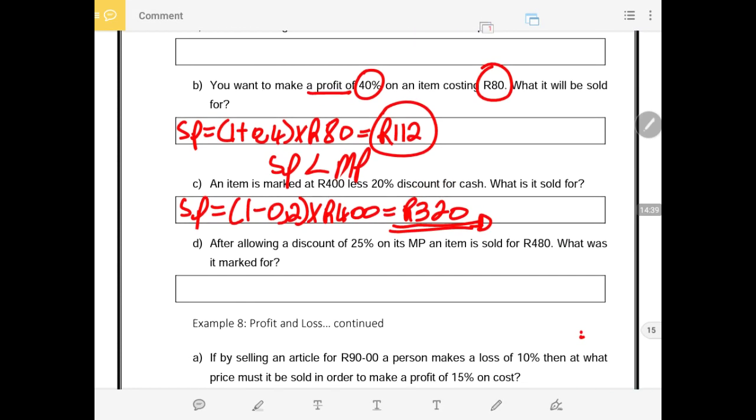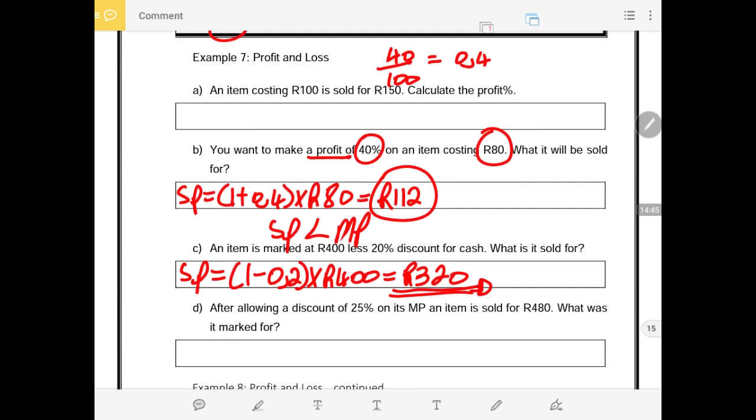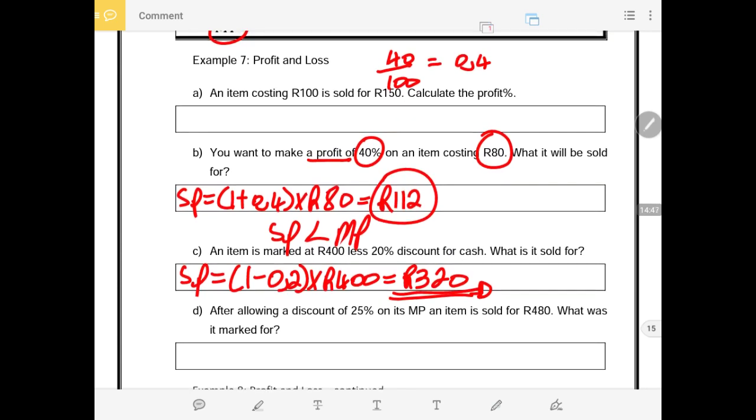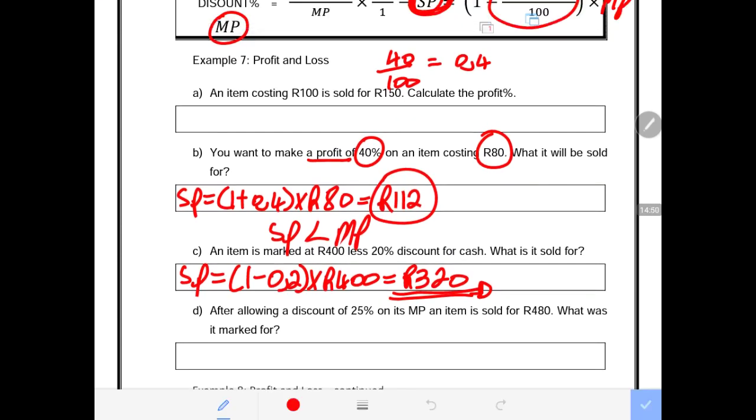and the selling price being 320. Then now we go to the last part of this example number 7, before we stop this recording in a few minutes, then after do example number 8. After allowing a discount of 25% on its MP, which is marked up price, an item is sold for 480.